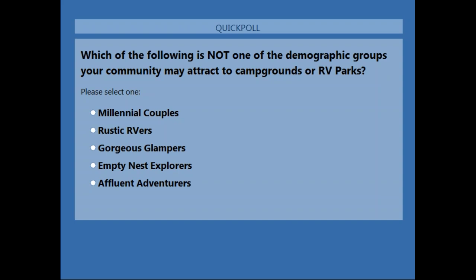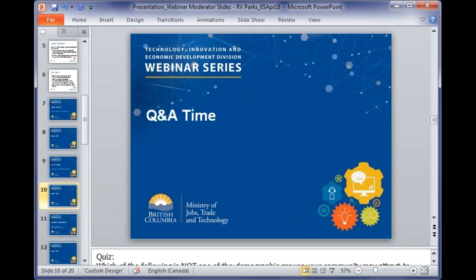So I'm going to close the poll now. The correct answer is gorgeous glampers, although they exist, are not one of the demographic profiles that was defined in the research on the demographics of campers in BC.